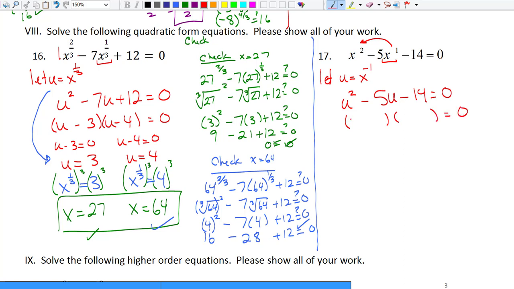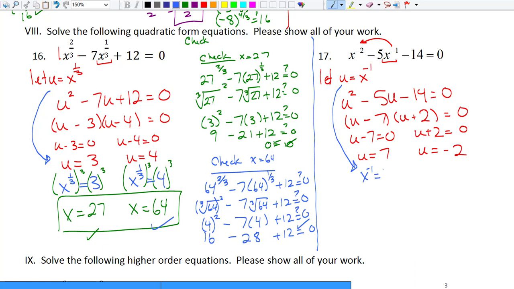So that's factorable. So I'm looking for two numbers that multiply to 14 and add to 5, and that's 7 and 2. They have to be one of each sign because the 14 is negative, and they have to add to negative 5, so that's a negative on the 7 and a positive on the 2. I set each of these equal to 0, and I solve: u equals 7 and u equals negative 2. Yay! But nobody asked me to solve for u. They asked me to solve for x. So now I have to translate this back into x's.